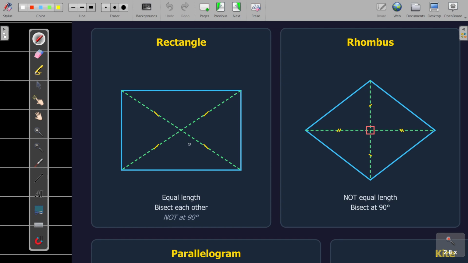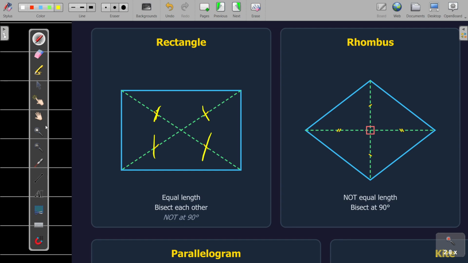So this is not 90 degrees, of course. But let me just say that they're the exact same length. Yes, they bisect each other. So you want to mark 4 equal lengths here, like this. 4 equal lengths. I'm going to put a single tick mark on all 4 halves of these to show that they are equal.